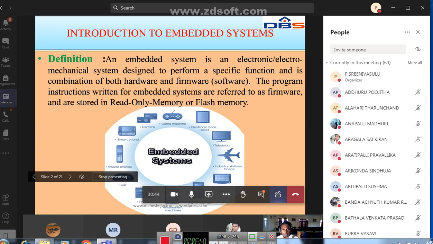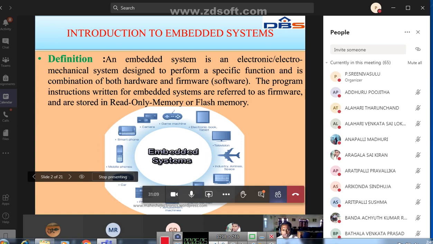Okay, so here each point is important. An embedded system is an electronic or electromechanical system. That is one aspect, and it is designed to perform a specific function. This is another main function of the system, and it is a combination of both hardware and software. These 3 points you have to remember.